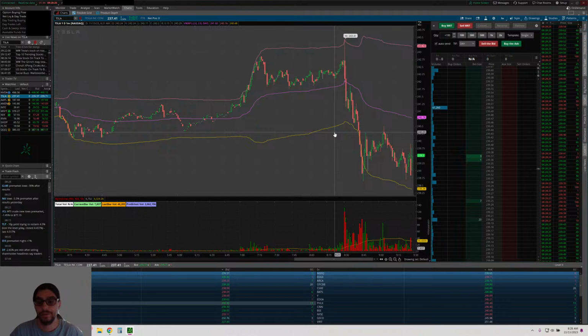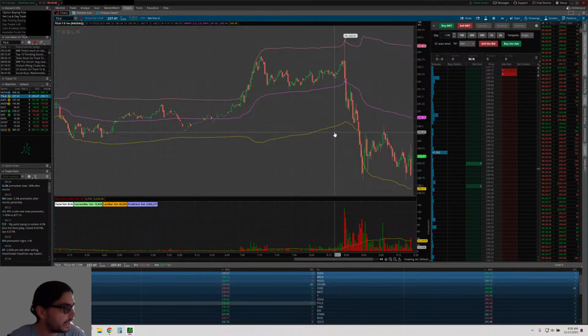Or try to be relatively careful here. A minute and 20 seconds to the bell. I do want it to go up.